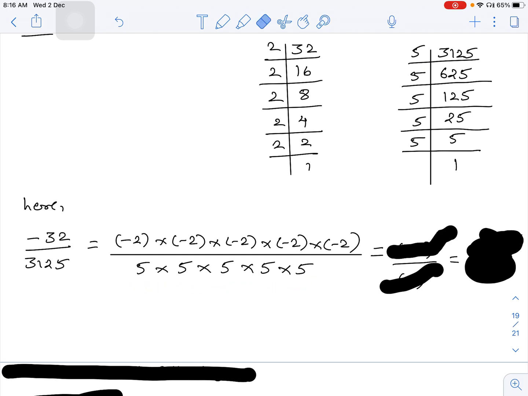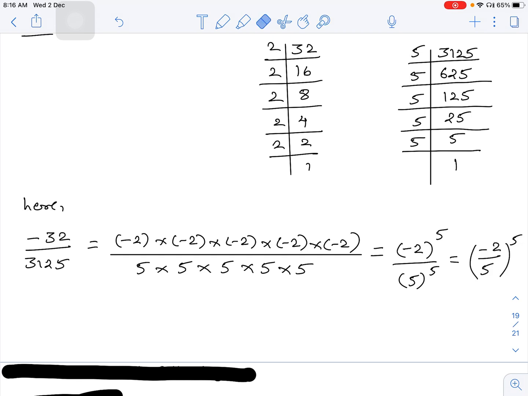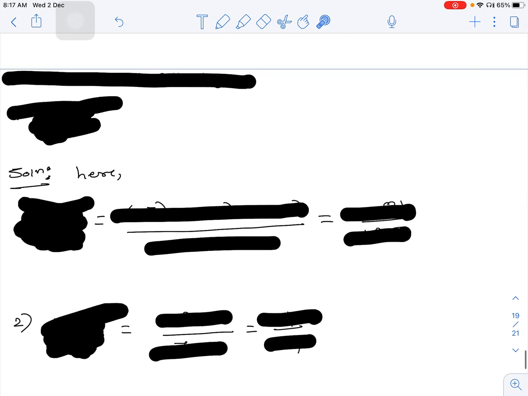Now in the numerator minus 2 is multiplying 5 times, so we can write it as minus 2 raised to 5. In the denominator 5 is multiplying 5 times, so we write 5 raised to 5. Again it can be seen that the numerator and denominator have the same power. So we write that power only one time, as you can see over here, and then the rational number as minus 2 upon 5. Now let us consider our next example.